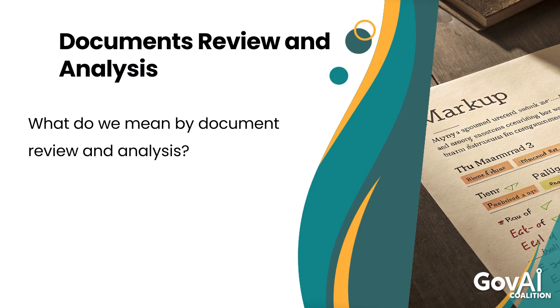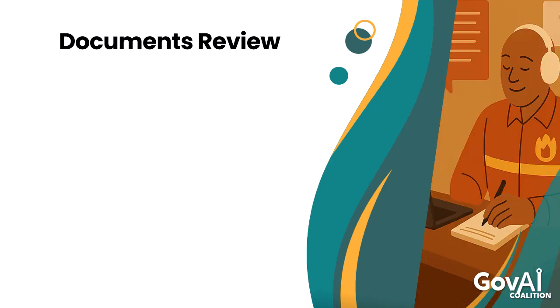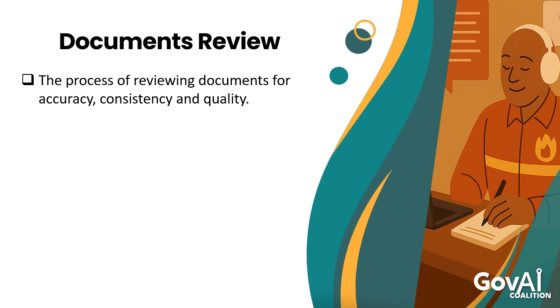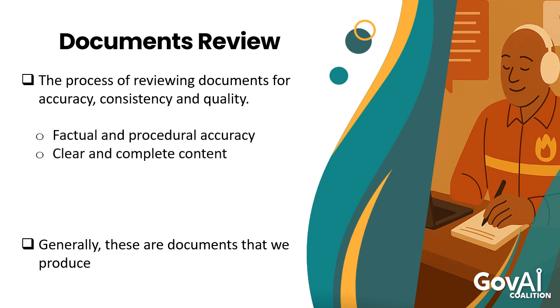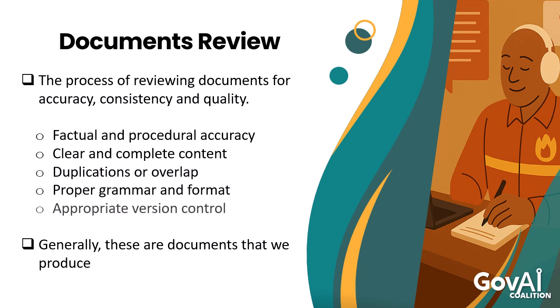What do we mean by document review and analysis? Let's begin by defining the difference between document review and document analysis. Document review involves checking for accuracy, consistency, and quality. These are typically documents we produce, such as policies, reports, and correspondence. We're verifying facts, ensuring clarity, avoiding duplication, checking grammar and formatting.